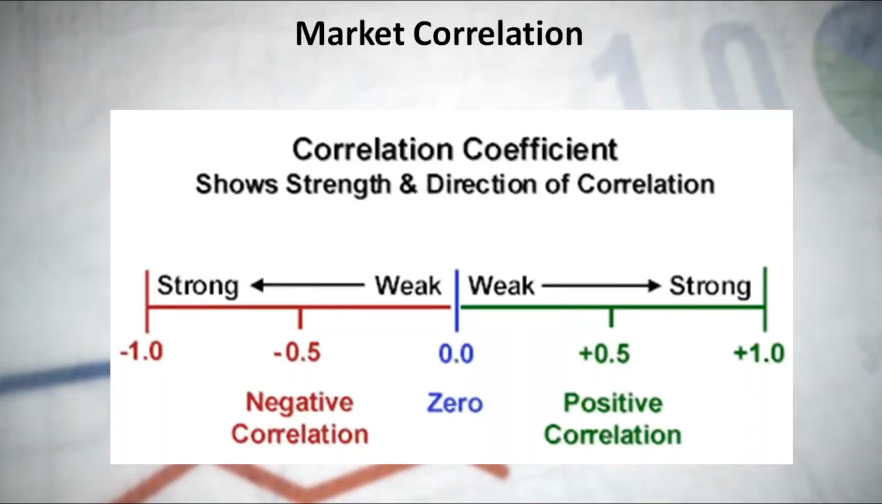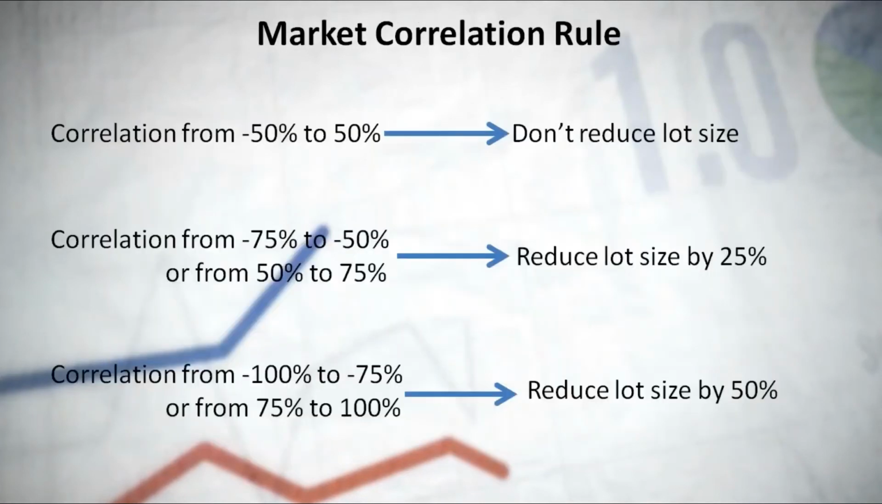If you have a strategy that successfully works on different currency pairs, you'd better use it on currencies that have a weak correlation, so from minus 50% to plus 50%. But usually the pairs you're going to trade have a strong correlation. And for such cases, I created a rule. Let's look at this rule.